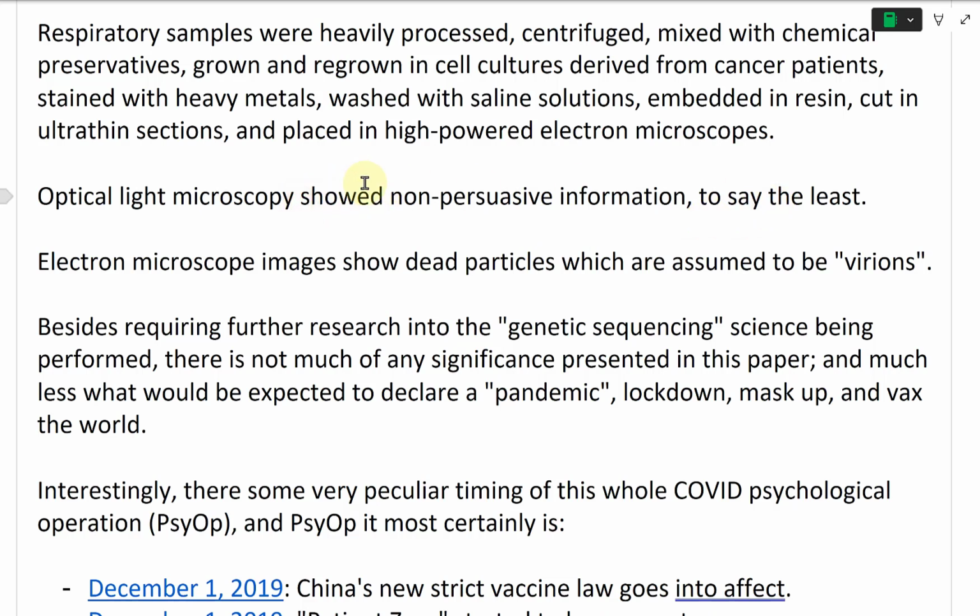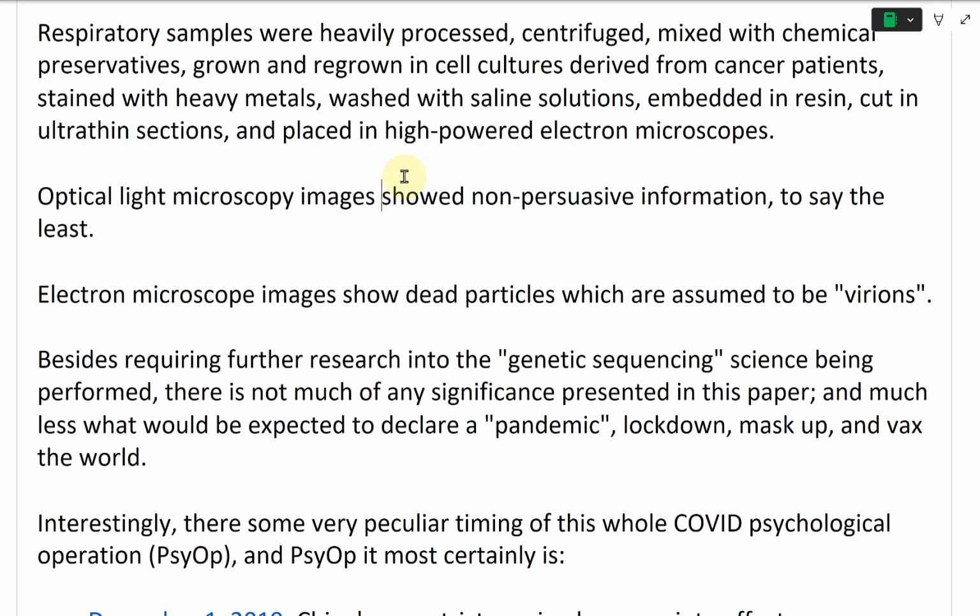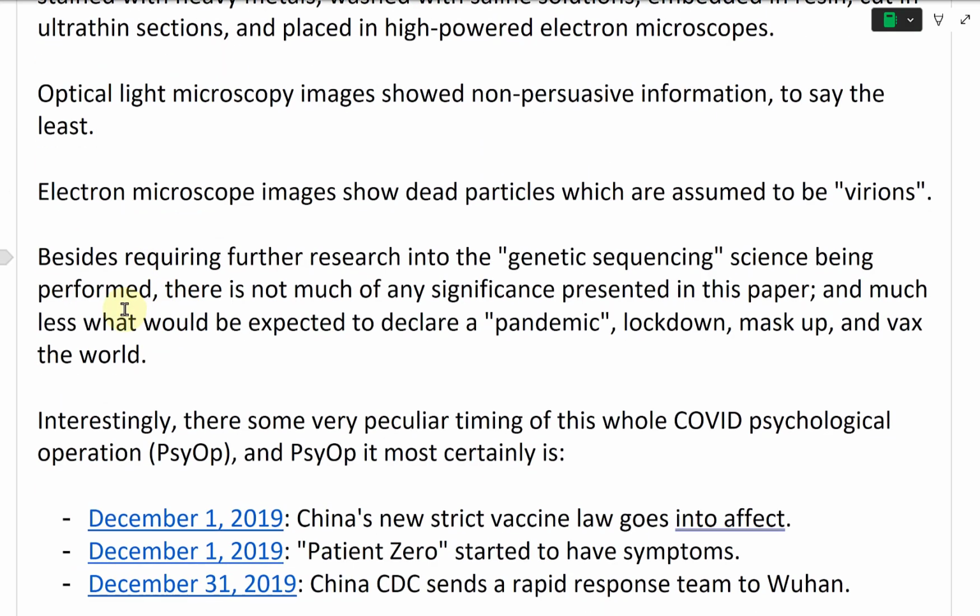So there's nothing there in those images. I'll just write here: optical light microscopy images. It showed non-persuasive images. Yeah, they just showed that supposed cilium beating. Electron microscope images showed dead particles which are assumed to be, quote, virions.